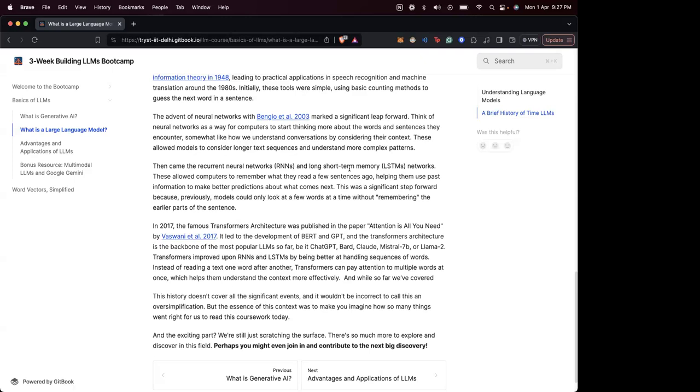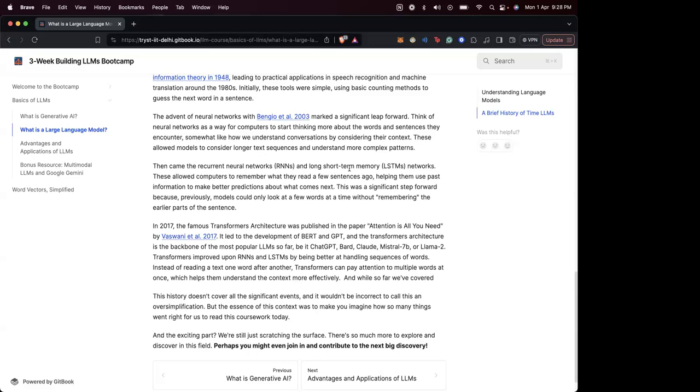Then came recurrent neural networks, RNNs, and long short-term memory networks, LSTMs. We'll cover a lot of these things in the rest of the course, but these allowed computers to remember what they read a few seconds ago, helping them use past information to make better predictions about what comes next. This was a significant step forward because previously models could only look at a few words at a time without remembering the earlier parts of the sentence. RNNs and LSTMs were deep learning techniques that allowed the model to remember more and more of the context of what had been generated previously, as compared to just a few words before.